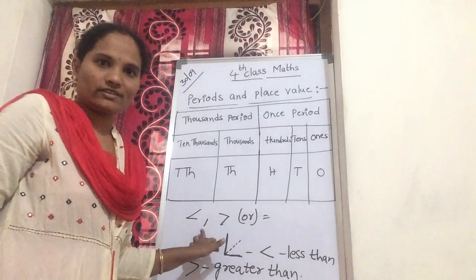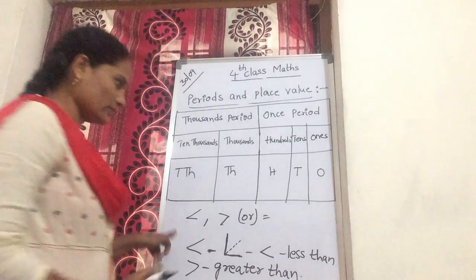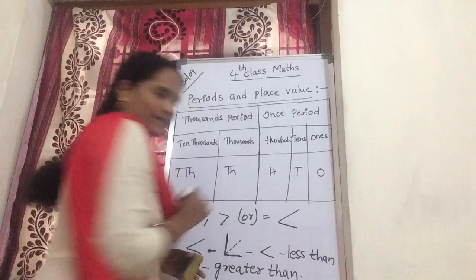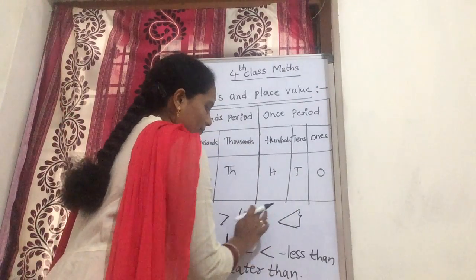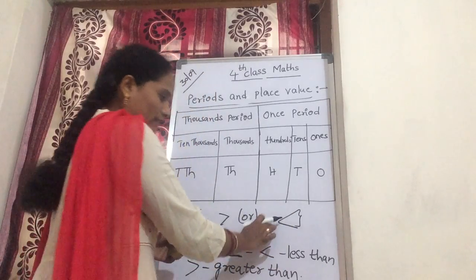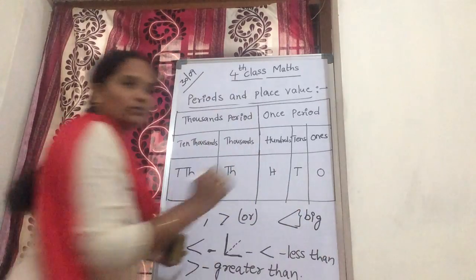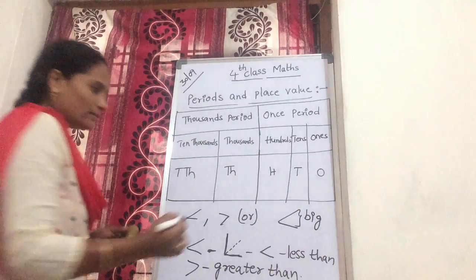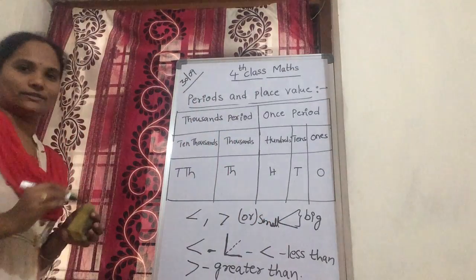Next class I will ask you what is less than, what is greater than, and where they are used. Where they are used means like this. This is a less than. This is the opening side and this one is the closing side. In my intention, this is the opening side, this is the closing side. The opening side always takes the big number. This closing side always takes the small number.